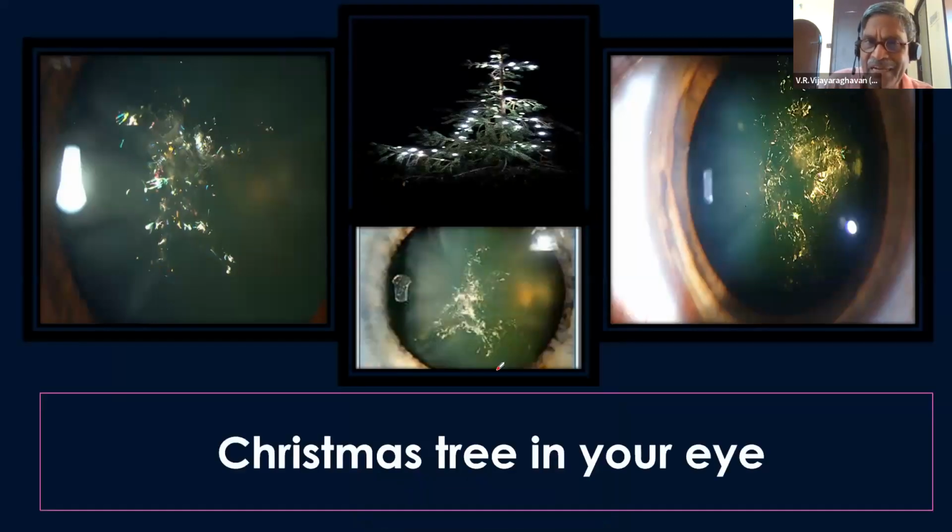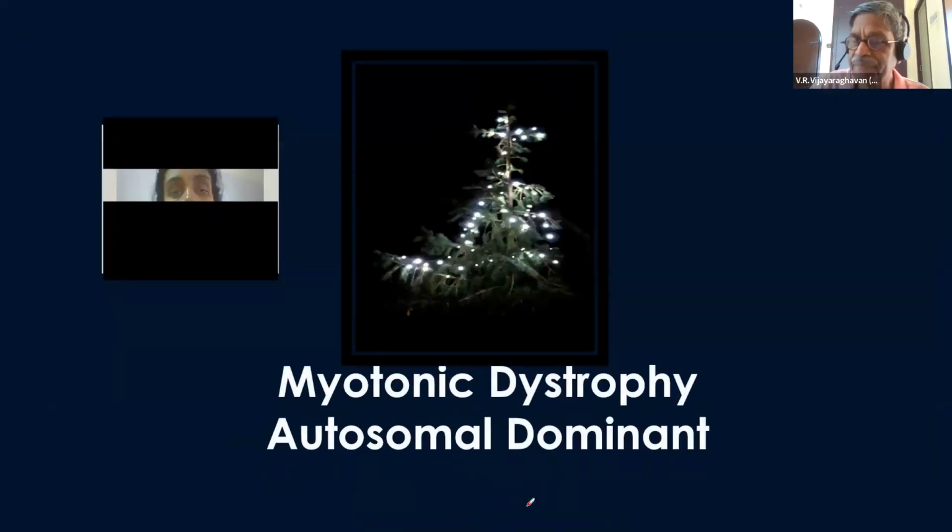Now, when I see a Christmas tree cataract, maybe in the posterior cortical area, usually think about myotonic dystrophy. That means a Christmas tree in your eye. Myotonic dystrophy. But a common exam question here for postgraduates of ophthalmology: myotonic dystrophy is what? Autosomal dominant.